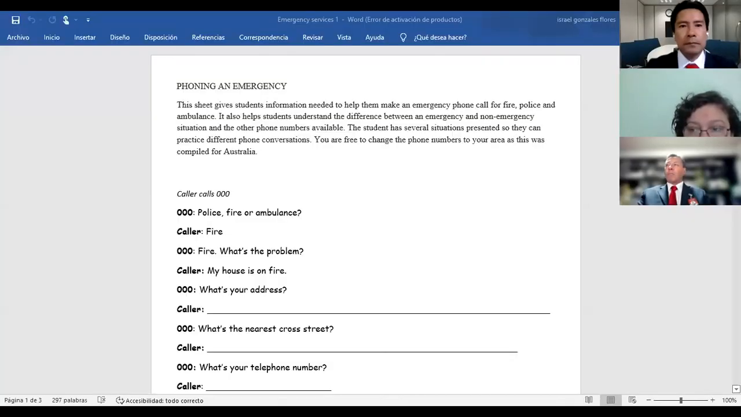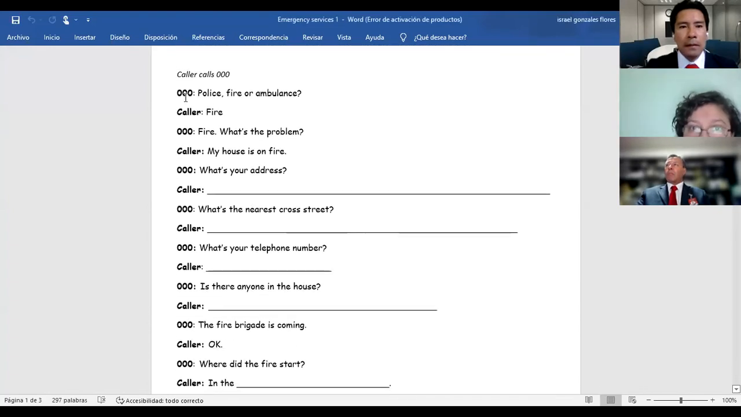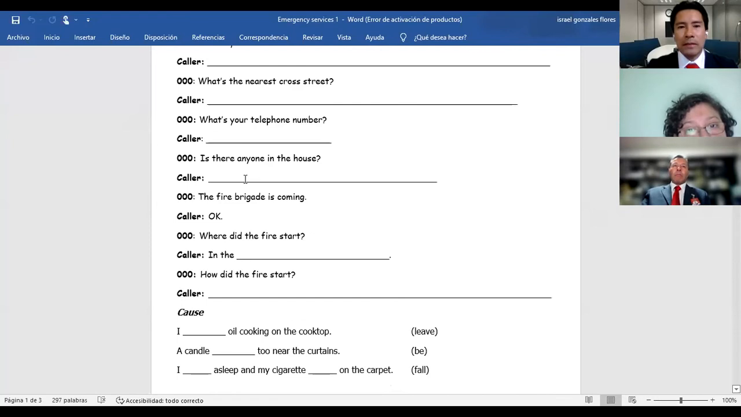I'll show it to you. It says phoning an emergency. Here you have the instruction, and then you have the dialogues your students can use. Now, for example, here, the police ask, what's the problem? My house is on fire. What's your address? It could be really useful for those basic students who are learning how to give their address in English, or they are practicing with phone numbers, with numbers, or the grammar there is or there are.